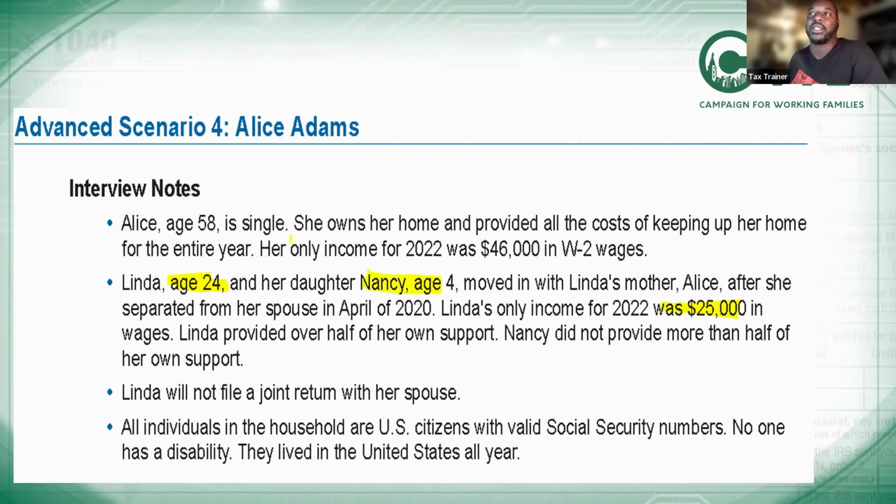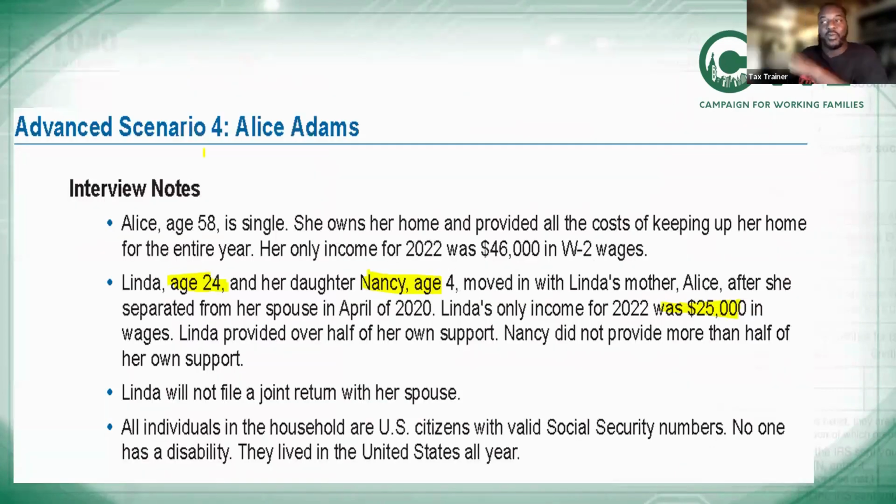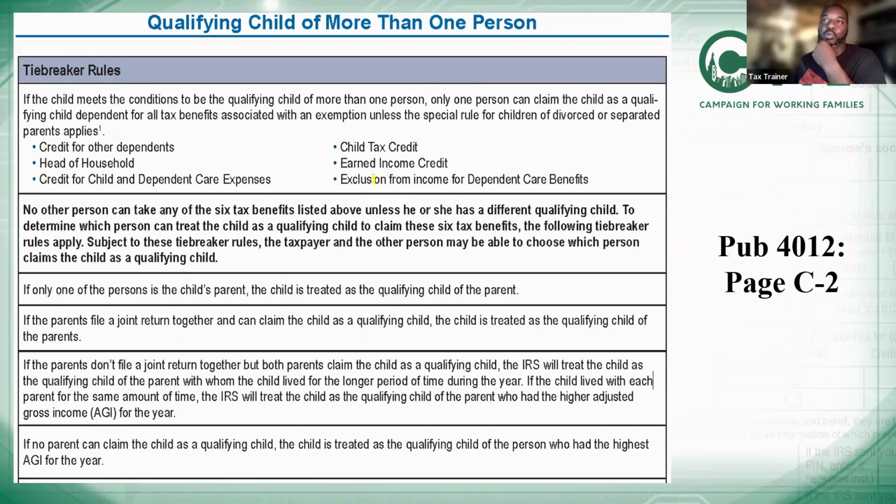All right, let's think about Linda. Does Linda have a qualifying child? Yes, Linda potentially has a qualifying child, and Nancy as well, because Nancy did not support herself. Nancy meets the relationship test, the age test, lived with her for more than half the year, and did not provide her own support. Same thing with Alice. So they both have a potential dependent. We good with that? Correct.